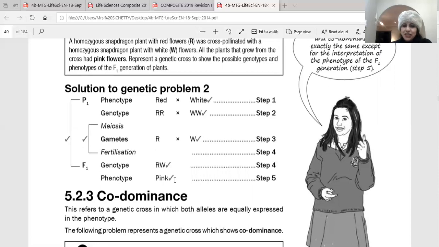Phenotype is just a physical appearance. So notice, my darlings, in incomplete dominance, you only use capital letters. Great.